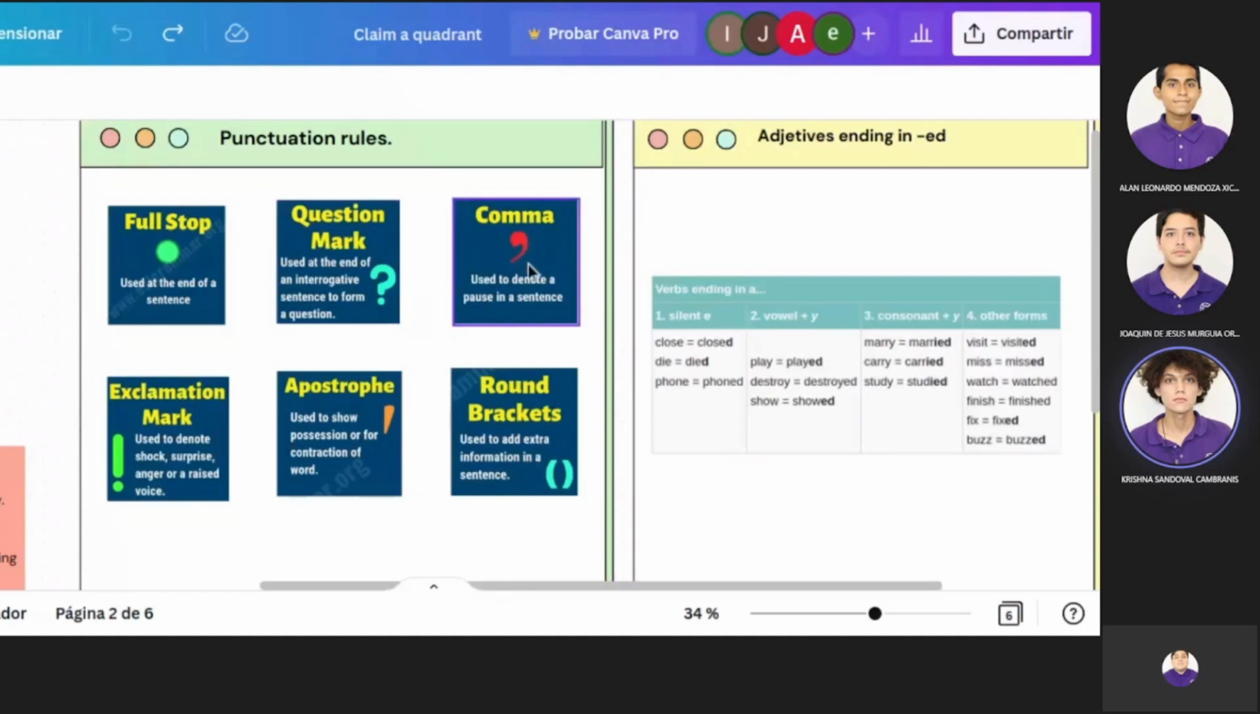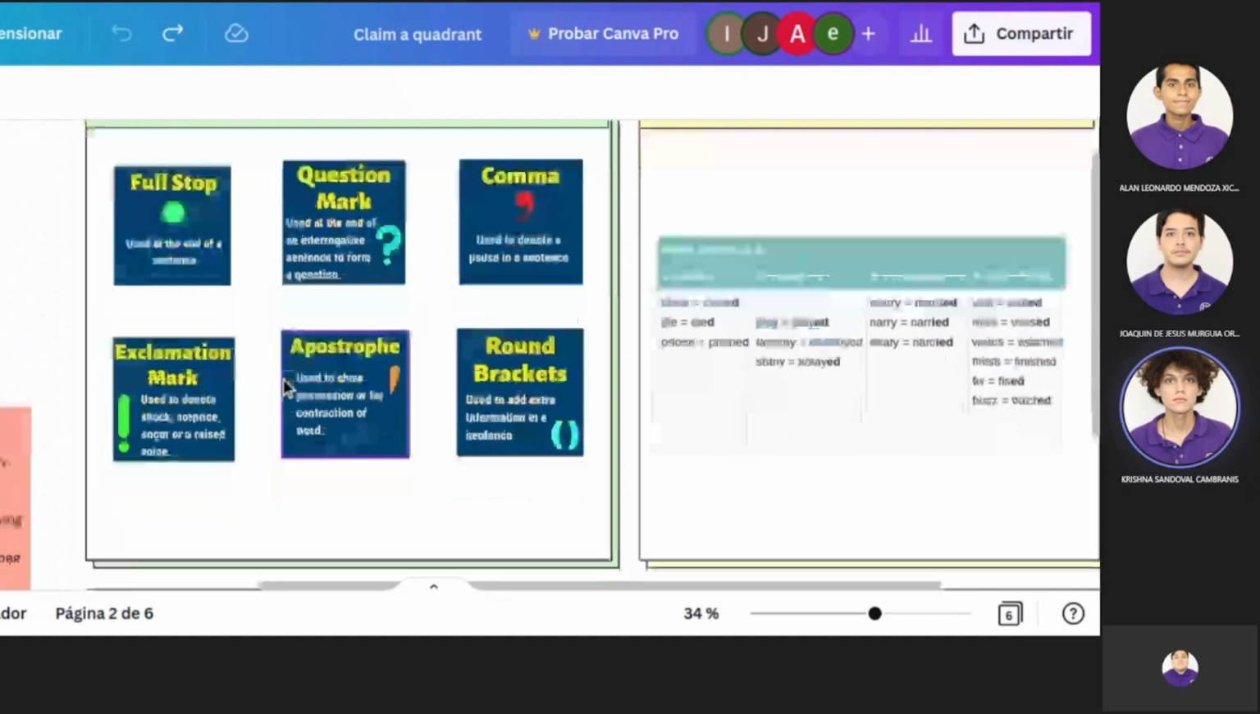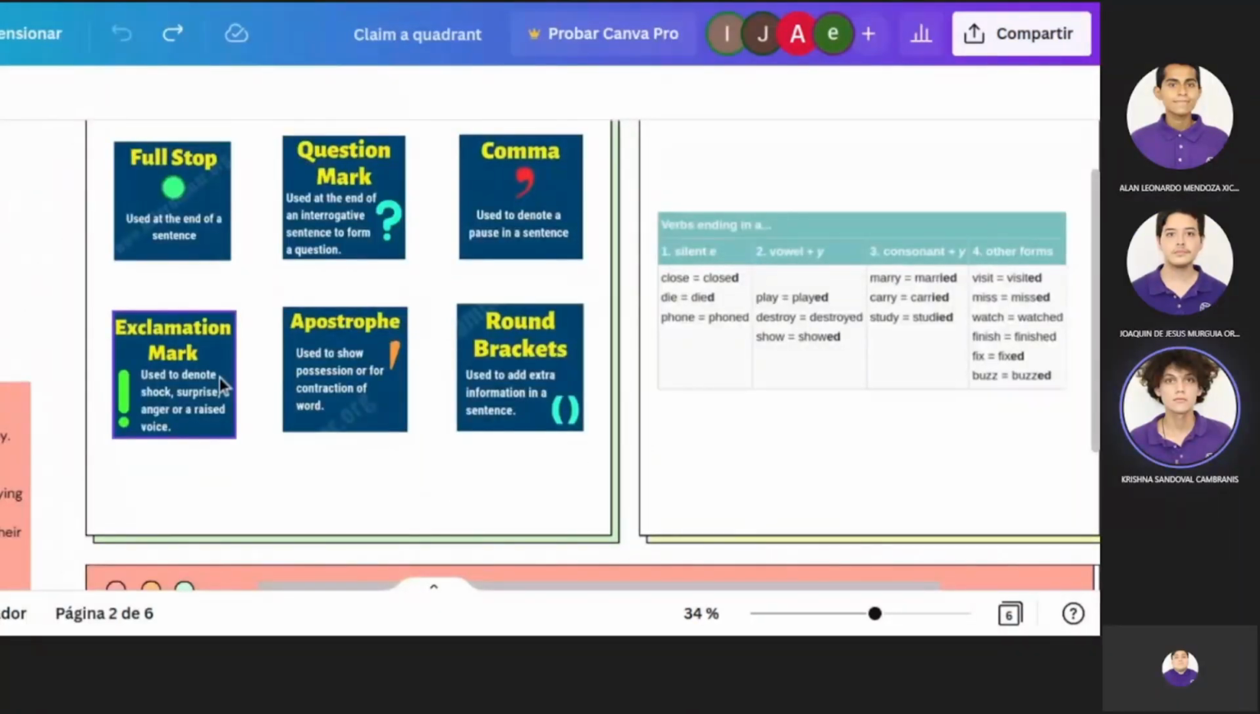Another example is the comma. We use it to mark the pause of a list, like 1, 2, 3, 4, 5. Another example is the exclamation mark. We use this when we are so excited and we want to represent it. Another example is the apostrophe. We use it for contractions like does not, doesn't.